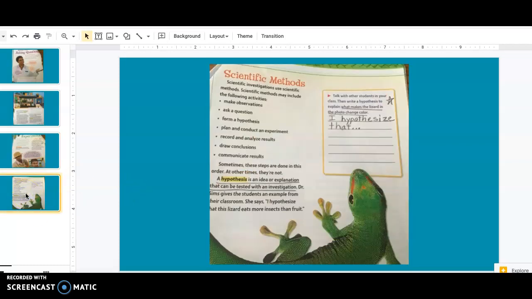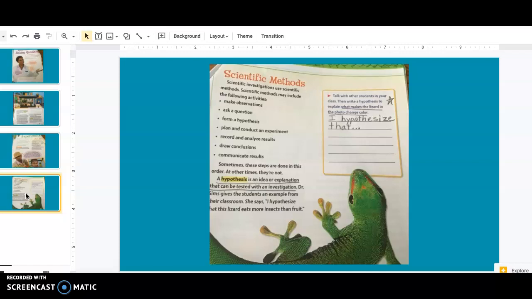Then on our last page for today, here it does list the steps of the scientific method: make observations, ask a question, form a hypothesis. As some of you have probably heard that word many times throughout the past few years, but if you haven't heard it before, the definition is down below in that yellow highlighted part. It says a hypothesis is an idea or explanation that can be tested with an investigation.